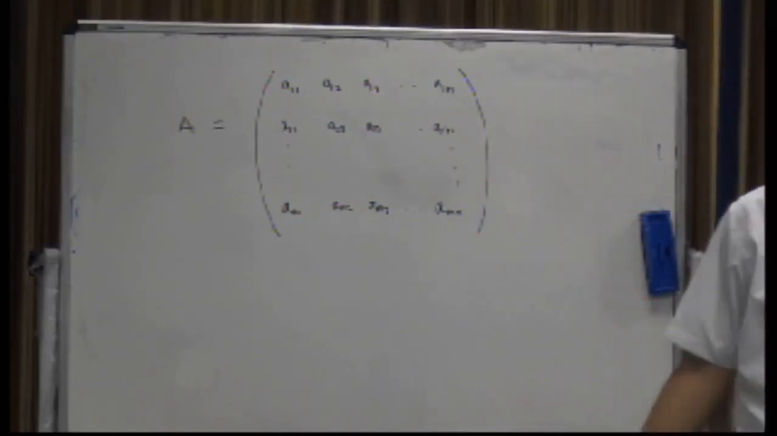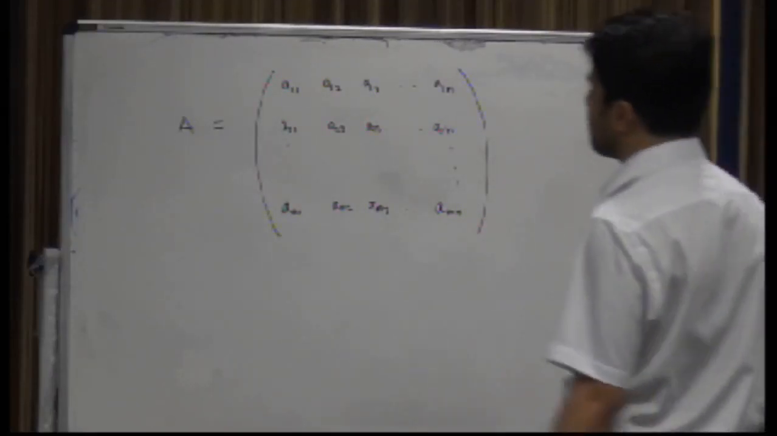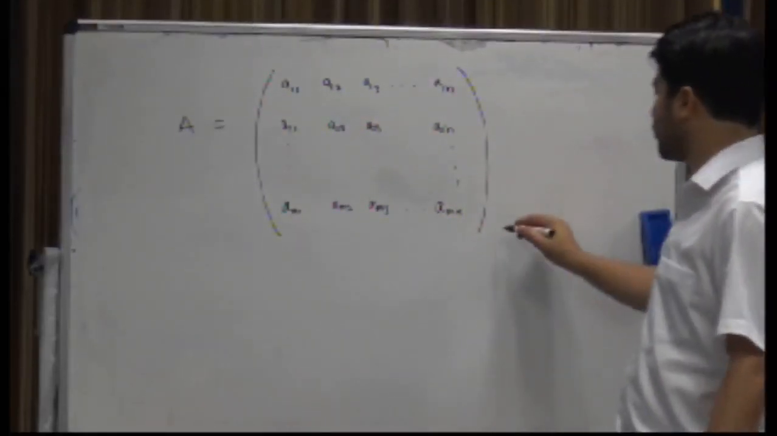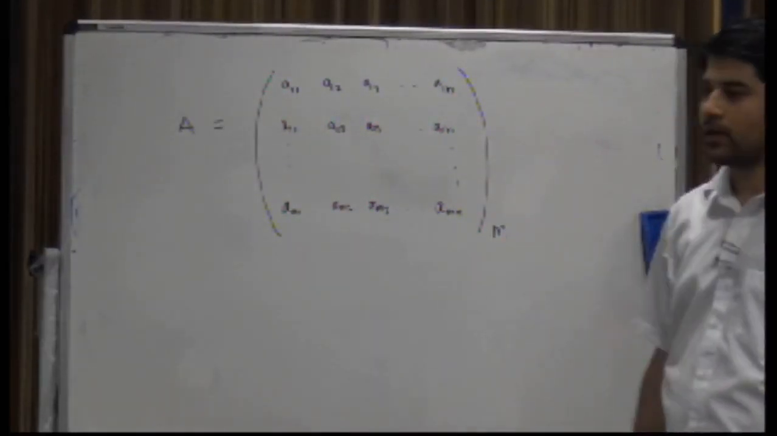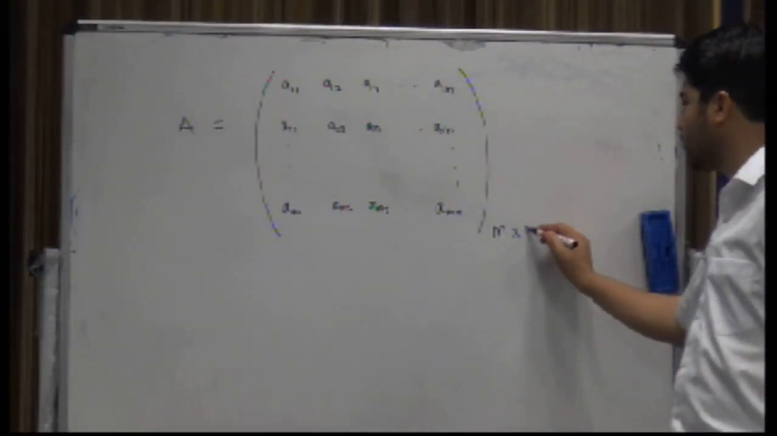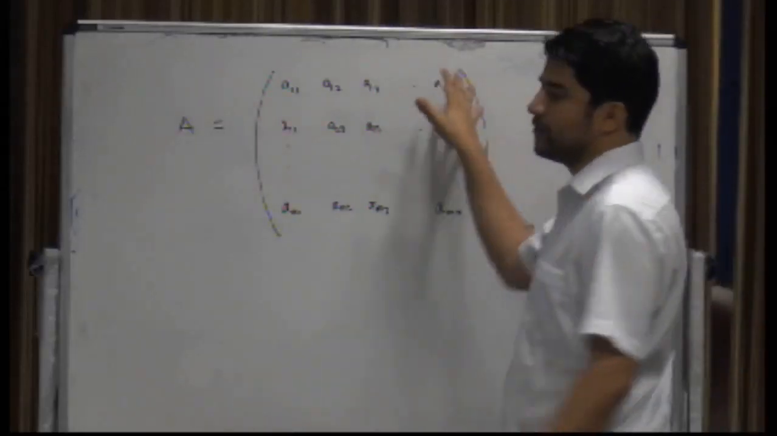you see there are some rows and some columns. How many rows do you see? M rows. And how many columns do you see? N columns. So this is basically a representation of a matrix, a rectangular array of entries of numbers.